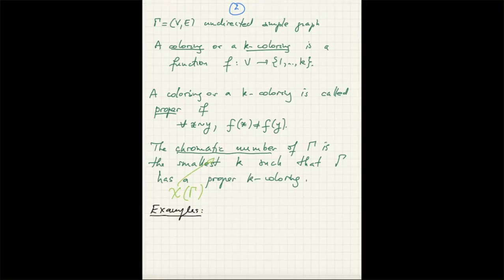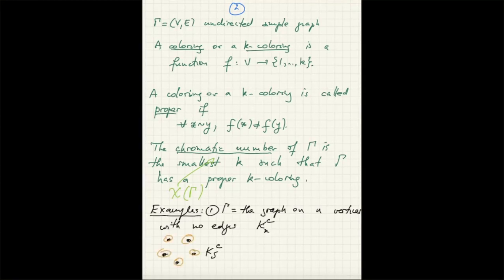If we take gamma to be the graph on n vertices with no edges, the empty graph on n vertices, sometimes it's denoted as the complement of K_n. So here I have the complement of K5. Then you can color all these vertices with the same color, and because you have no edges, there are no conflicts. So 1 is the smallest number of colors that you can use. So chi of this graph equals 1. And these are the only graphs that have chromatic number 1, the ones that have no edges.